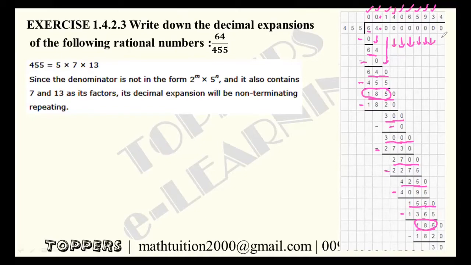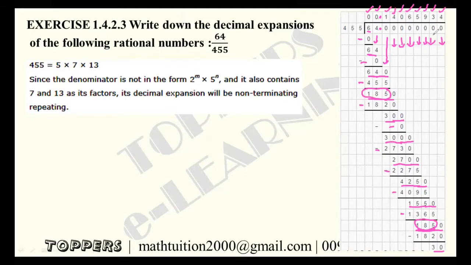Okay. So bring this 0 down. So we got 1850. How many times? 4 times. 4 multiplied by 455 will be 1820. So we'll get 30, right? 30. Now again, if you want, you can bring 0, but it will happen like this. You'll get 300, right? Again, 0 times, so it will repeat.